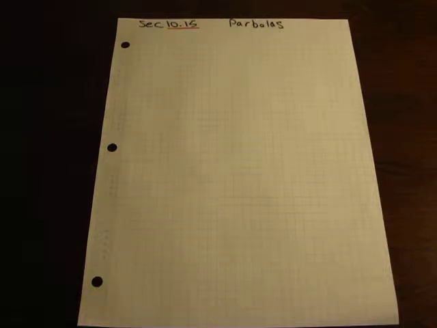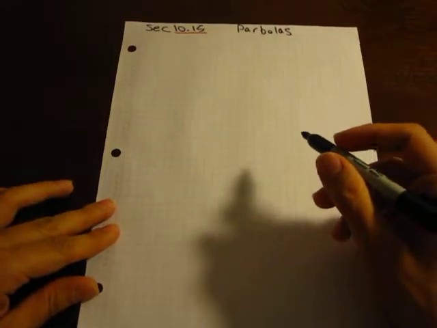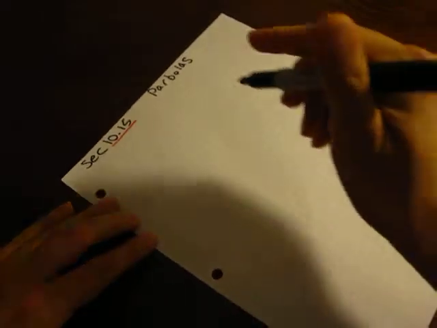So today I'm going to talk about two different types of parabolas. In one of them, x is the independent variable, and in the other one, y is the independent variable. So let's first start with the general equation for the one where x is the independent variable.